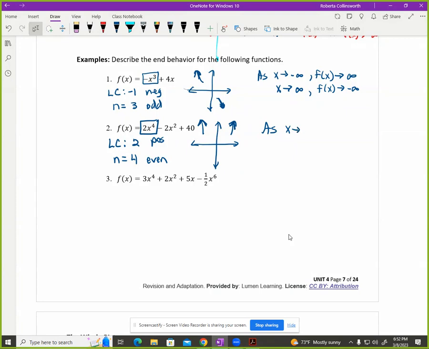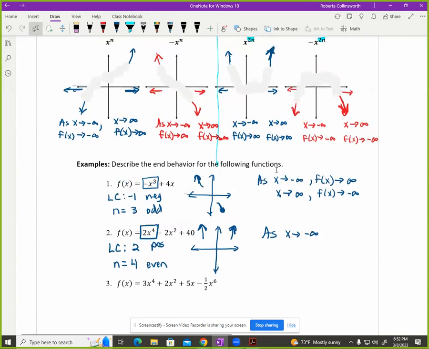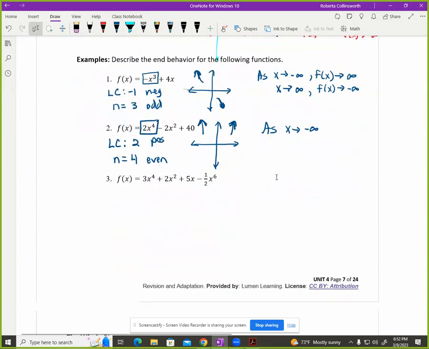So as x approaches negative infinity, you can look up in your picture and write this down, but I'm just going to say it over again. As it goes to negative infinity, then f of x is going to positive infinity. As x is going to positive infinity here, then f of x is going to go also to positive infinity.